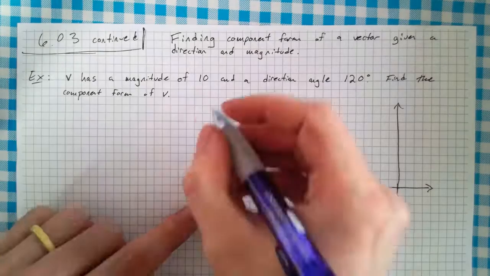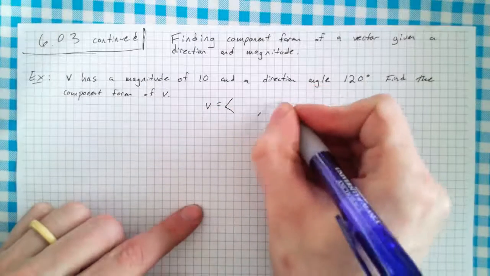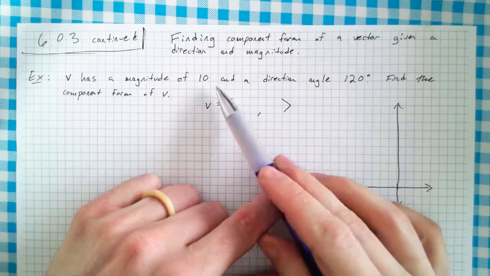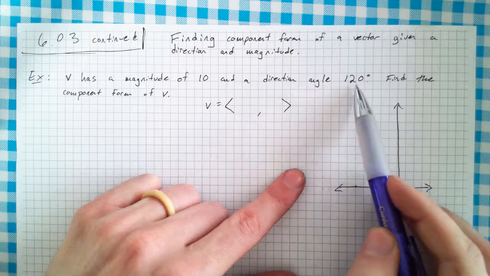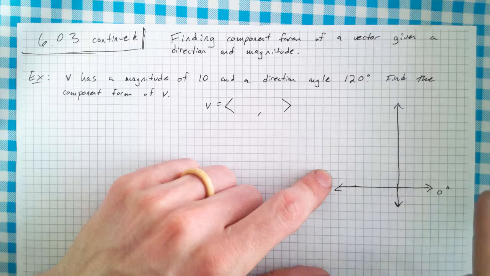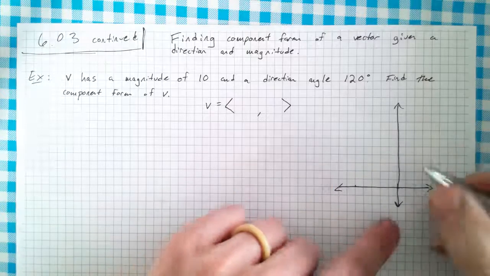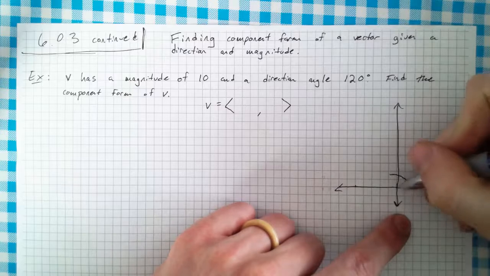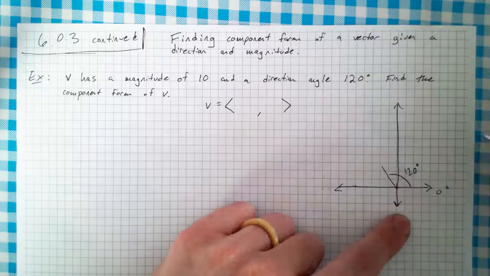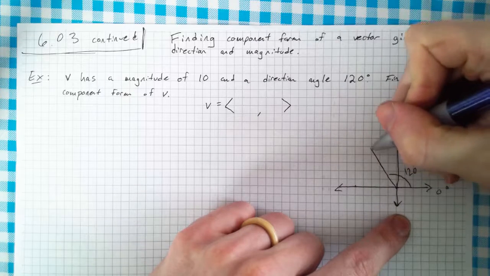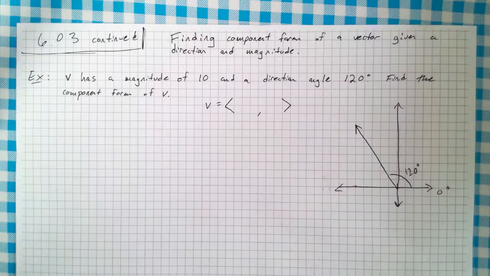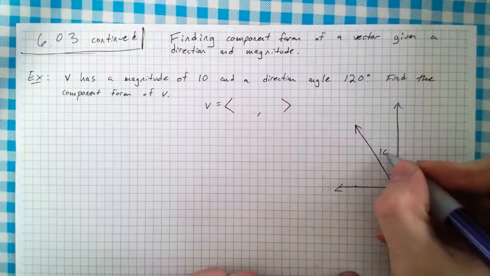Okay, so we want vector v, we want to know what's the x and what's the y. We want to fill in these blanks for this vector here. Well, let's draw it. It's at a direction angle of 120 degrees. So which way is it facing? Well, this is 0, just like with the unit circle, that positive x-axis is 0. If we go 120 degrees, that's about 120 degrees right there. There's our theta. And we have a magnitude of 10, so I'm just going to guesstimate that that's 10-ish. Okay, so 120 degrees, our magnitude of 10, there's vector v.